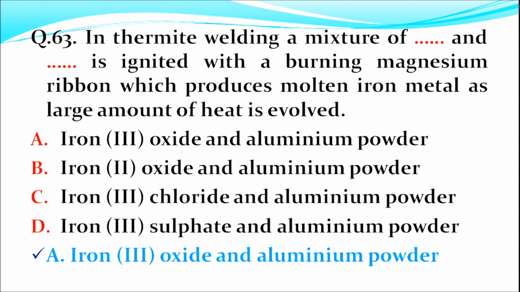In thermite welding, a mixture of iron(III) oxide and aluminum powder is ignited with a burning magnesium ribbon, which produces molten iron metal as a large amount of heat is evolved.